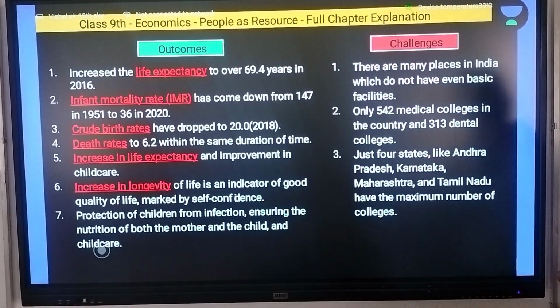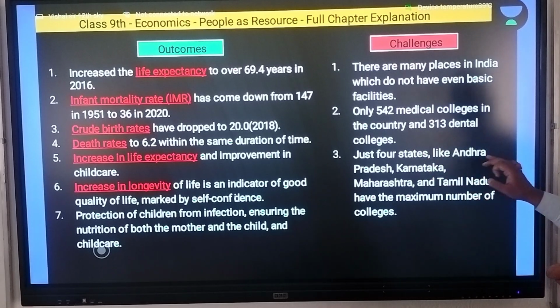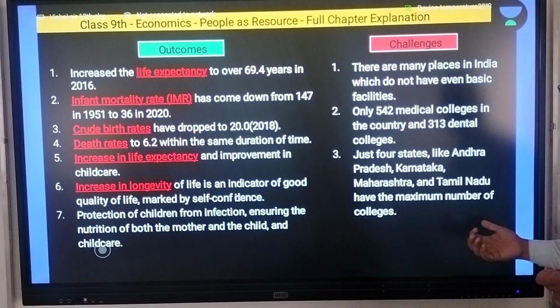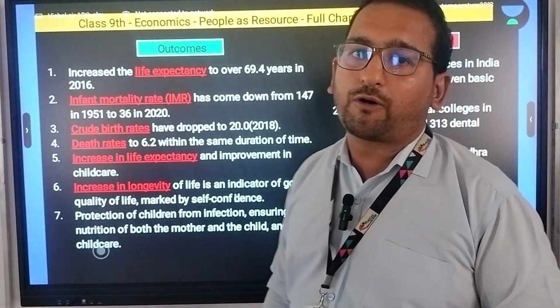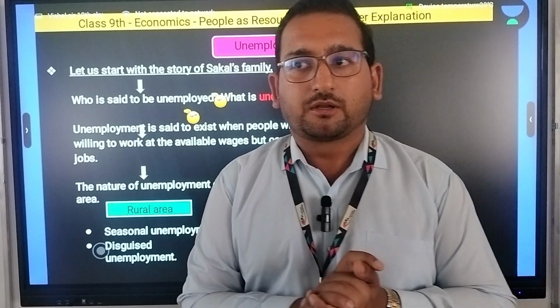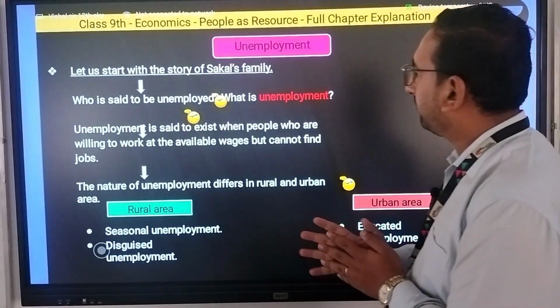Only 542 medical colleges in the country have been set up till now, and out of these 313 are dental colleges. Just four states like Andhra Pradesh, Karnataka, Maharashtra, Tamil Nadu have the maximum number of colleges. Means there is a concentration of medical colleges in some of the states. Instead, they should be distributed among the country very well.